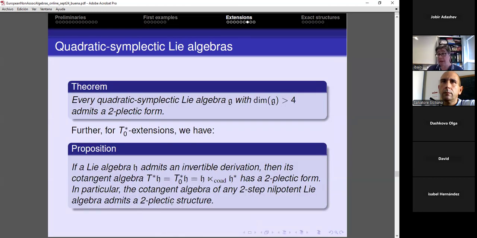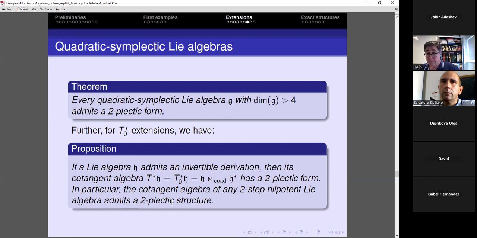Now, the main theorem, which was not so simple, but it was very heavily based on the theorem that we had seen before concerning double extensions, is that if your Lie algebra has dimension greater than 4, recall that with dimension 4 we have no 2-plectic form on Lie algebras. Well, from dimension 4 on, we have that every quadratic symplectic Lie algebra admits a 2-plectic form.